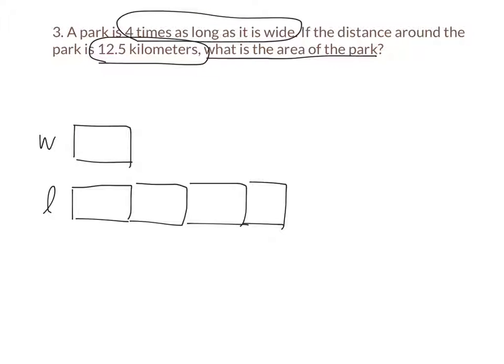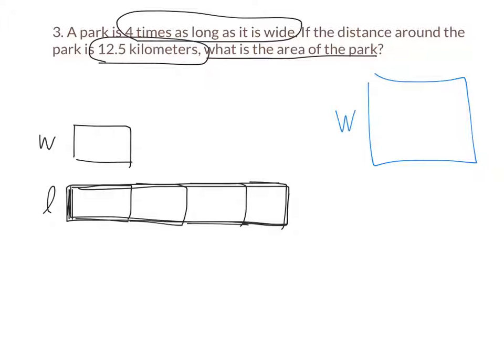Here we can see that because the length is 4 times as long as the width, if one rectangle is the width, then the length would be 4 of those rectangles. Yes? Okay. Now we also know that the distance around the entire park is 12.5 kilometers. Think about what you know about the distance around. If this is the width, is that the same width over there? Yeah. If this is the length, is this the same length over here? Yeah. So how can I find the total distance? How many widths are there? 2. And how many lengths are there?